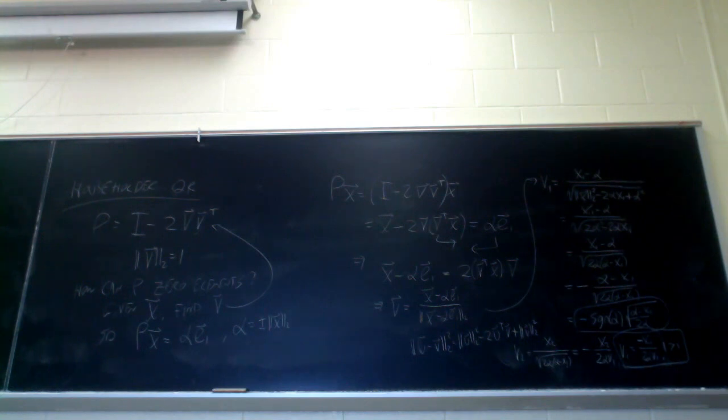So, questions about how these were arrived at? Okay. Now, the only thing I haven't cleared up is alpha is plus or minus the 2 norm of x, but which one should it be?